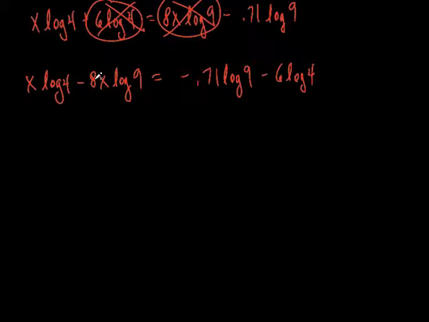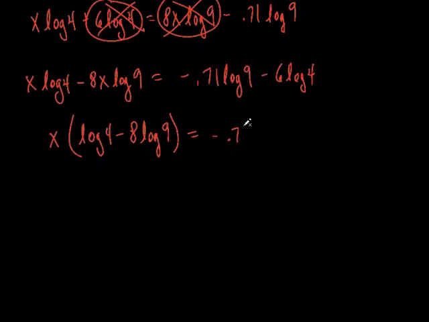Greatest common factor, you could have said that, or just factor. Factor out an x. So what's left over if I factor out an x? Log 4 minus what? 8 log 9. Right. Don't forget that 8. And that equals all this stuff. And I'll just rewrite it.